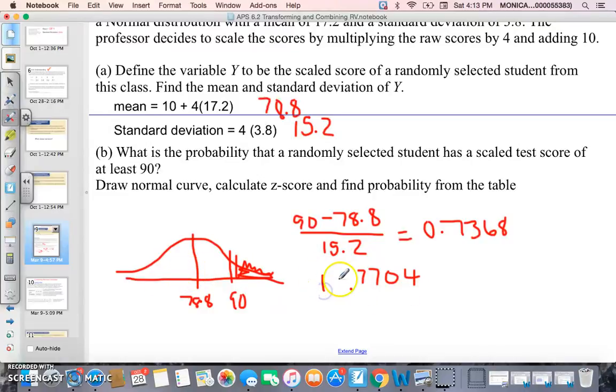So I want to take it away from 1 because we know the area under a density curve is always 1. So it'll be 1 minus 0.7704, and you get 0.2296. So basically what this means is that the probability is about 23% that a randomly selected student in this class is going to have a test score of at least 90.